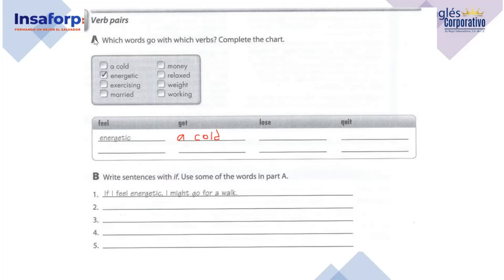Elvis? Okay, I say 2 sentences. If I get married, I will have a child. Straight to the point, right? Wonderful. And if I lose weight, I might look better. That's also true, right? Very good. Those 2 sentences are great. Fantastic. Great job. Just do number 4 and number 5, quite the same.